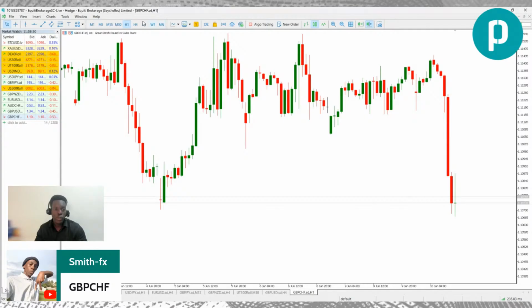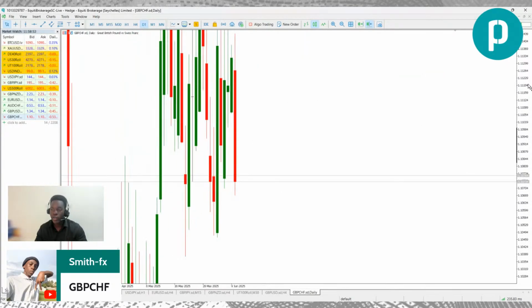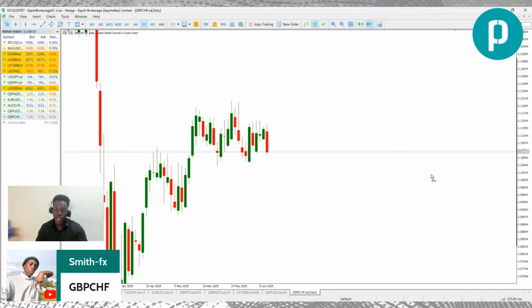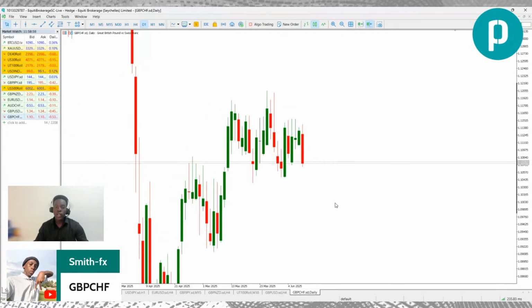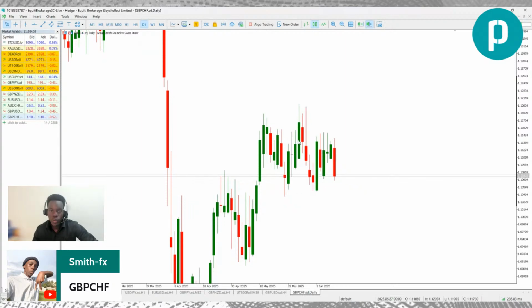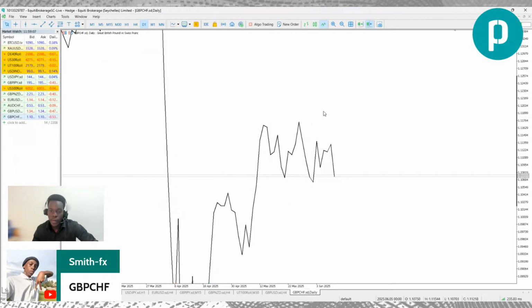Now coming down to GBPCHF, what do we have? These are called cross pairs in most cases because there is a minor currency and a major currency. So we do see a consolidation. This is a very bad consolidation. So what would you like to do to be safe in these areas? What would be the best possible approach to this kind of price action?